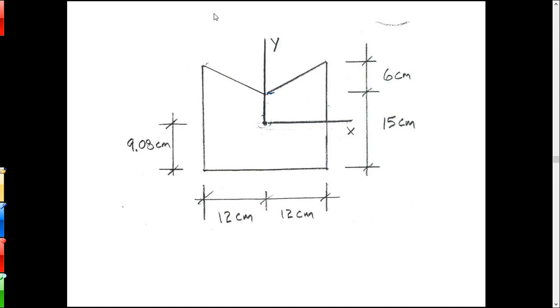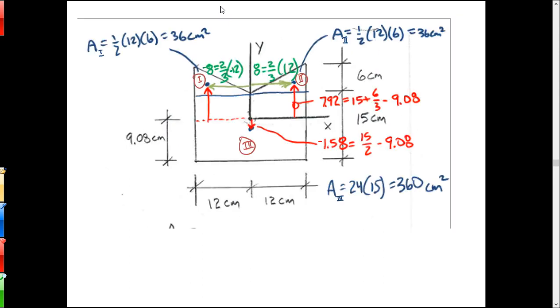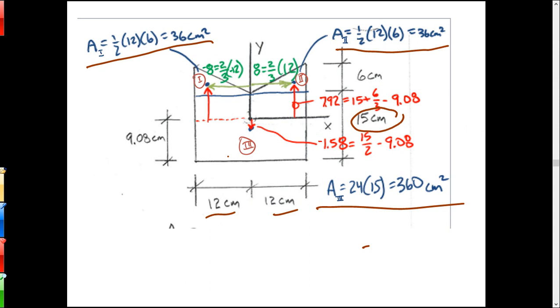Okay, so there you go, there's the shape. Looks like what I did, I broke it up into positive pieces there. So what I've got are the areas of the shapes. The area of both triangles is 1/2 base times height, so 1/2 times 12 by 6 is 36. That holds for both of them. And then I found the area of the rectangle, 24 by 15. 12 and 12 gets me 24, and I got 15 given right there. And that's 360.